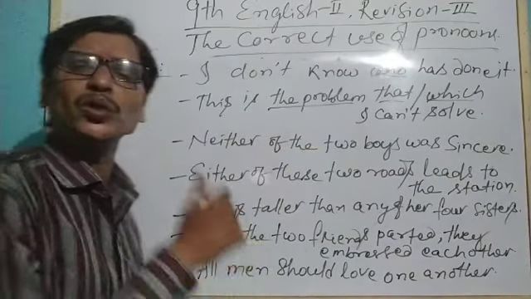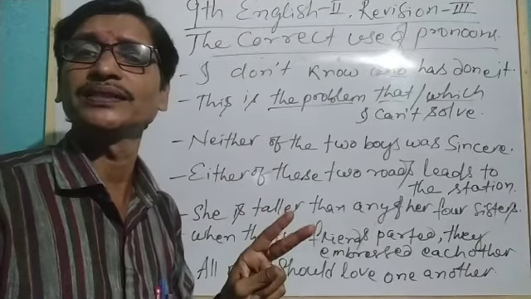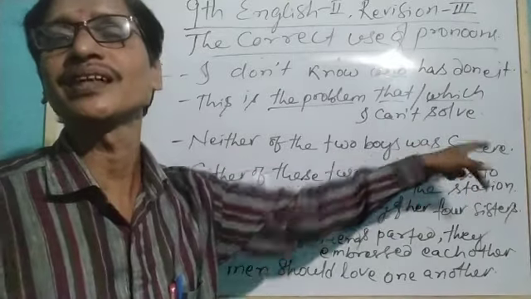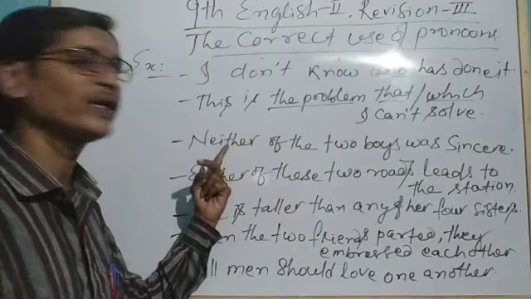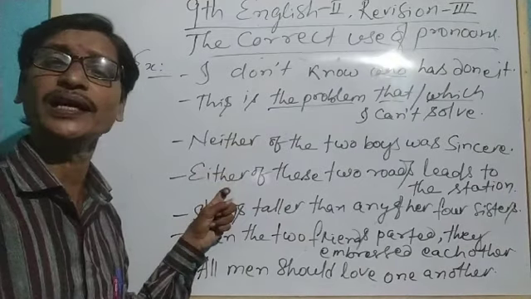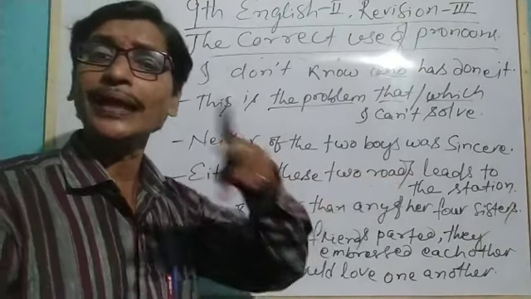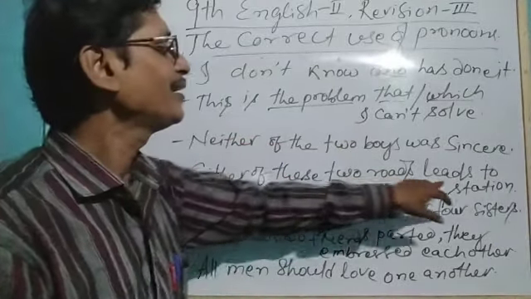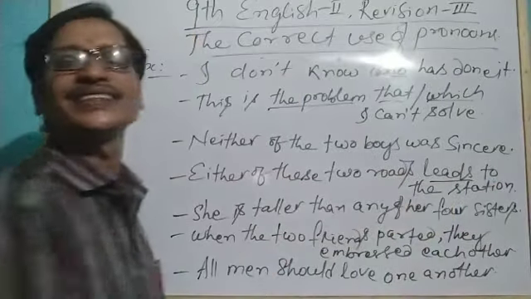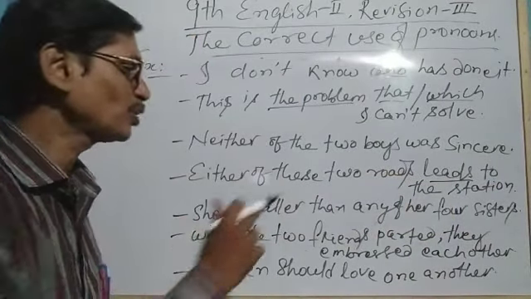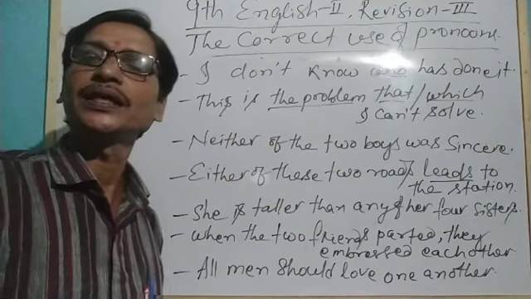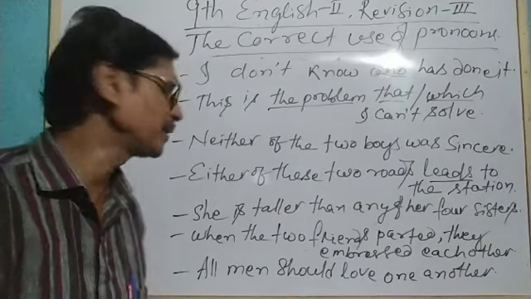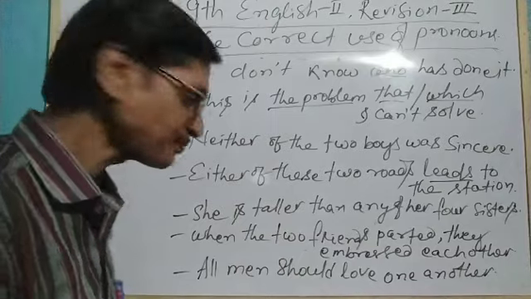Similarly, neither of the two boys, not Rama, not Hari, neither of the two boys was sincere. When it involves two boys, we have used neither. Similarly, we can use either. Either of these two roads, this road and that road, both the roads, leads to the railway station. So either and neither take the singular verb, because they talk about singularity.